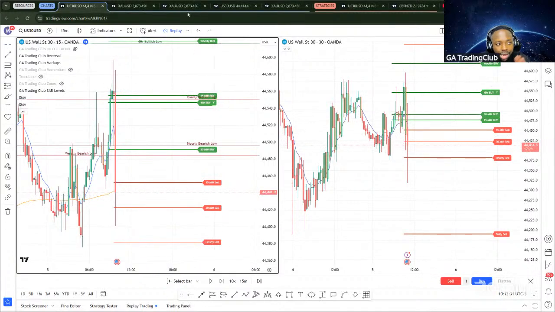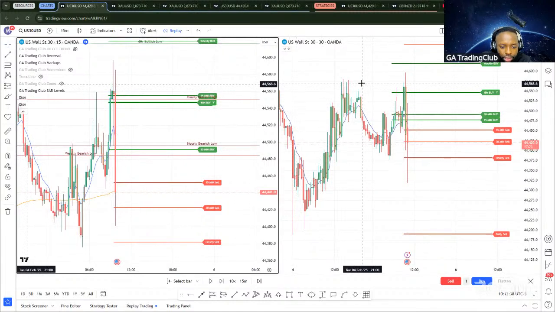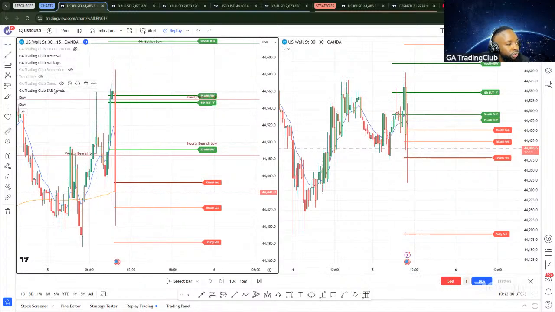Again, keep in mind I only trade 1 hour levels and above. But if you're trading 15-minute and 30-minute, you want to turn on the 30-minute and 15-minute levels. If you are a 5-minute trader, there's also an option to turn on the 5-minute SAR levels. If you're a 3-minute or 1-minute trader, there's an option to do that as well.